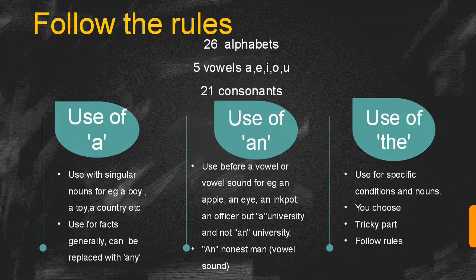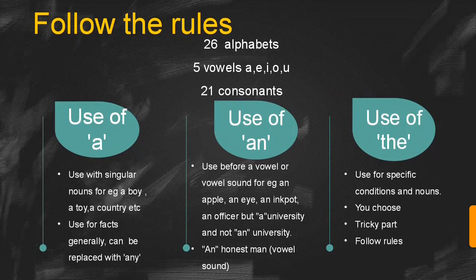A is the first letter of the alphabet. While speaking or writing, it is used with the singular noun. For example, a boy, a cat, a ball, a friend. If the noun has S to show its plural, do not use the article A. For example, if you say a boys, it will be incorrect. The correct word to say is a boy.